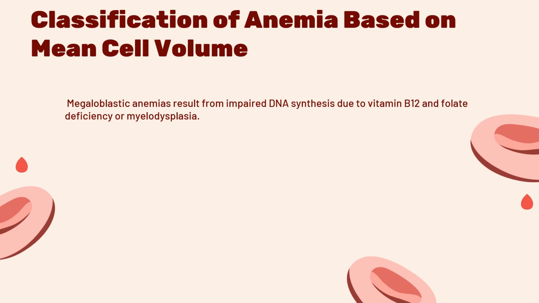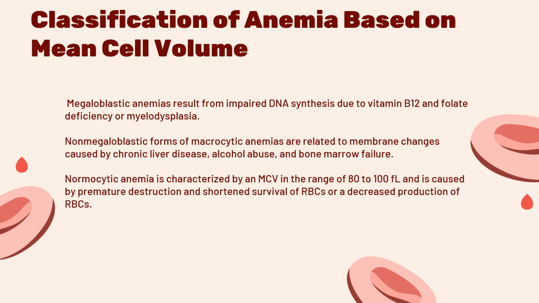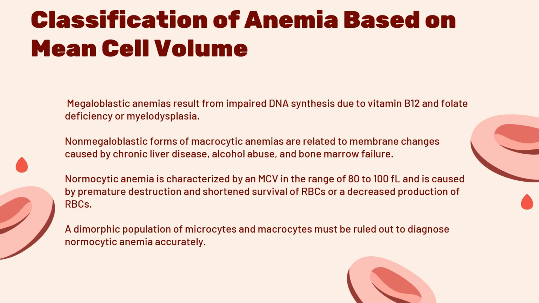Megaloblastic anemias result from impaired DNA synthesis due to vitamin B12 and folate deficiency or myelodysplasia. Non-megaloblastic forms of macrocytic anemias are related to membrane changes caused by chronic liver disease, alcohol abuse, and bone marrow failure. Normocytic anemia is characterized by an MCV in the range of 80 to 100 femtoliters and is caused by premature destruction and shortened survival of RBCs or a decreased production of RBCs. A dimorphic population of microcytes and macrocytes must be ruled out to diagnose normocytic anemia accurately.